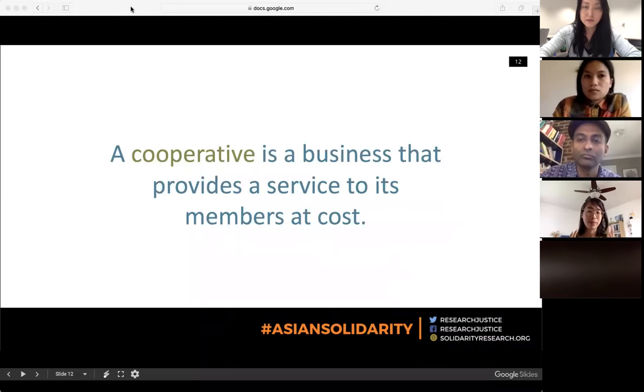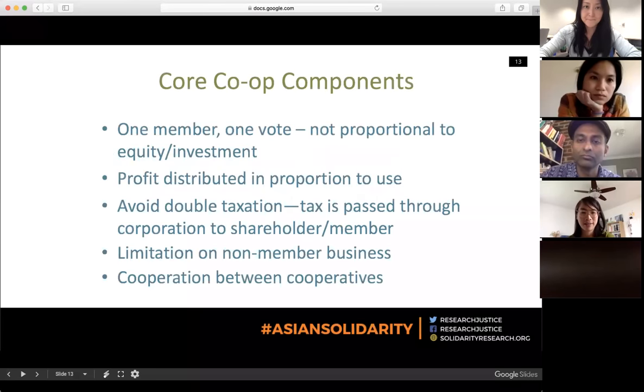So this is the definition that I'd like for us to work with moving forward. And if other people ask you what a co-op is, I hope this is helpful for you to have a succinct definition. Next slide, please.